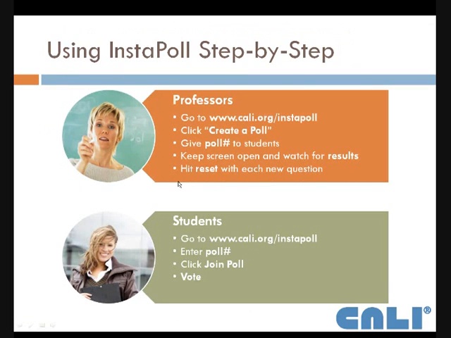So again, it's a real easy process. Just a couple of clicks. Cali.org/InstaPoll. Click the Create a Poll button. Give the students the poll number. Keep the screen open and watch for results, and hit reset with each new question. You can keep asking questions throughout the class. And then for the student, it's 4 easy steps. Cali.org/InstaPoll, the poll number, and then vote as your professor asks the question.